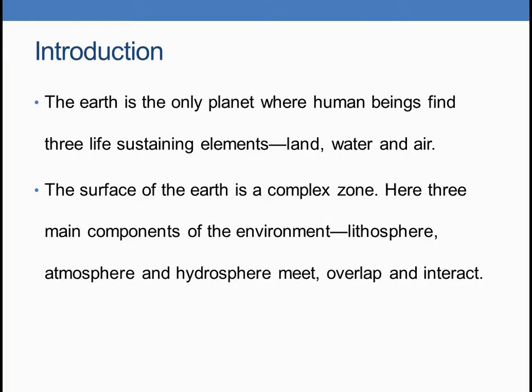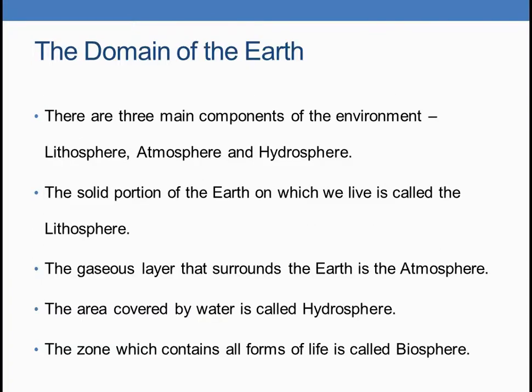See the introduction. The earth is the only planet where human beings can find all the three life sustaining elements, such as land, water and air. The surface of the earth is a complex zone. Here the three main components of the environment, lithosphere, atmosphere and hydrosphere, meet, overlap and interact.